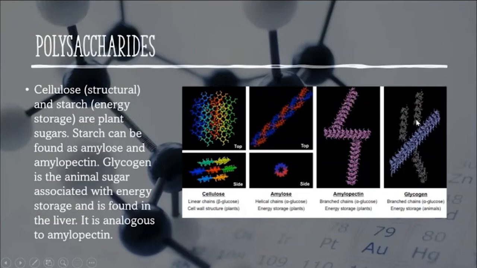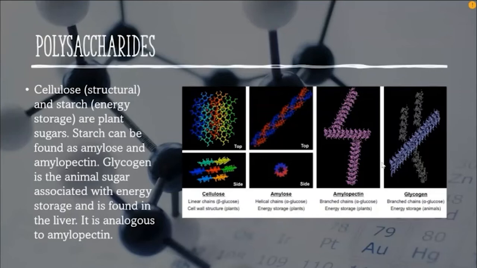And we have glycogen here. That's going to be our animal polysaccharide. This is going to be found in the liver, and it is made up of alpha glucose chains. And it has a mixture of 1,4 and 1,6 glycosidic linkages, so you can see that with the branching shape. With the type of bonds and linkages, it is analogous to plant amylopectin, just a different frequency, as far as I know, of 1,6 bonds.